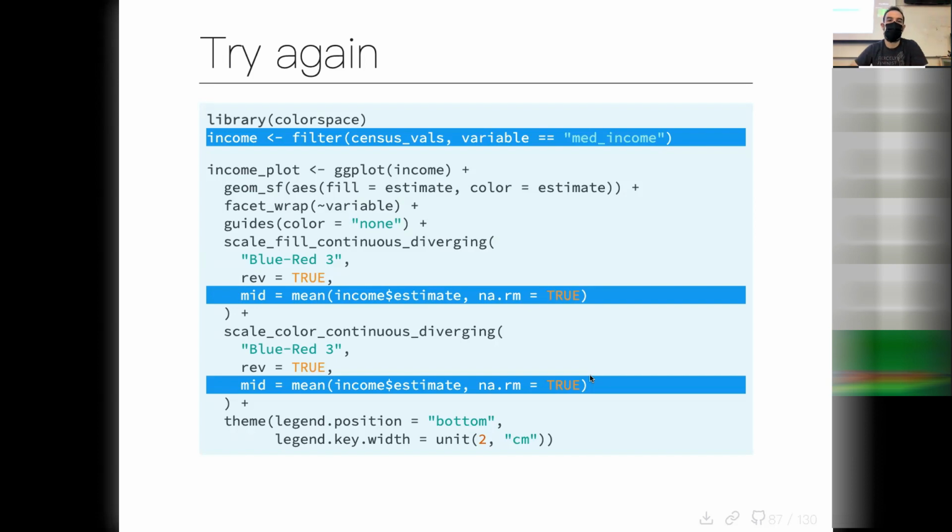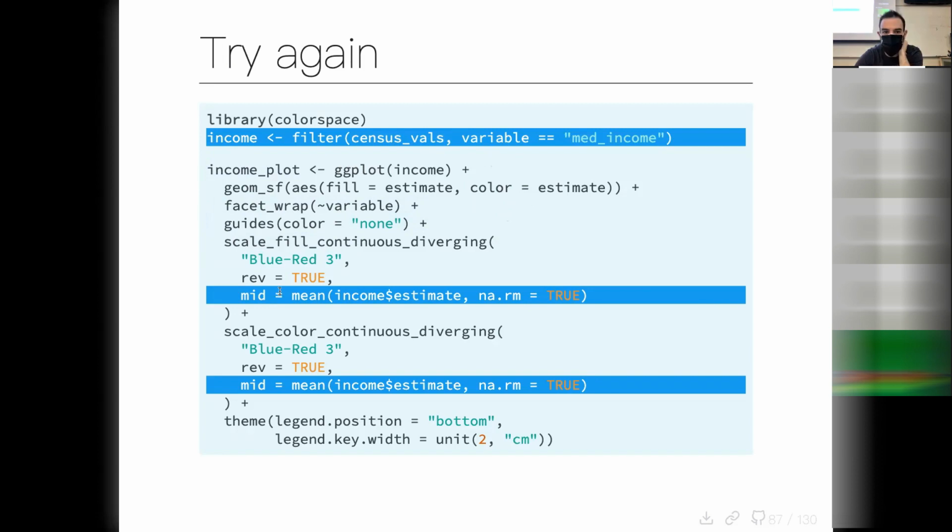This time, I'm going to just create the income plot. Okay, so I'm creating an object here called income where I'm just filtering my census files where the variable equals med income, the median income. Then I'm going to go ggplot, geom_sf, facet wrap by variable. I should actually get rid of that part. Guides color equals none, and then scale fill continuous.